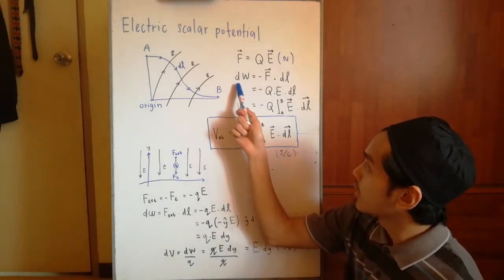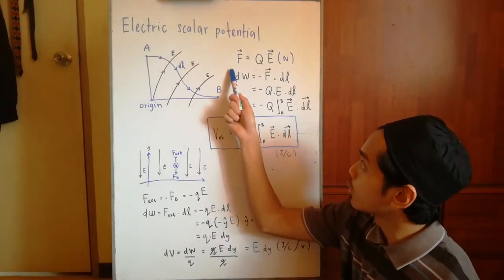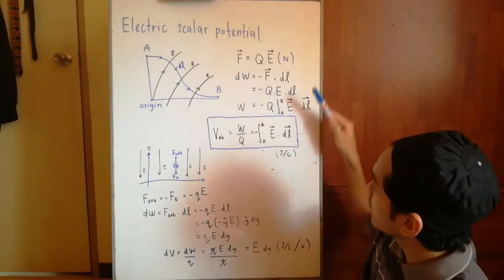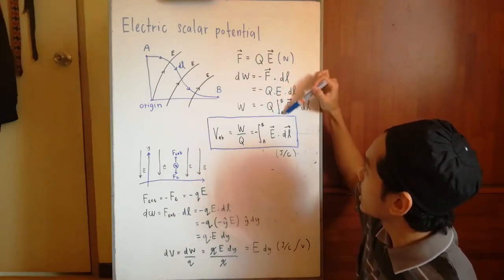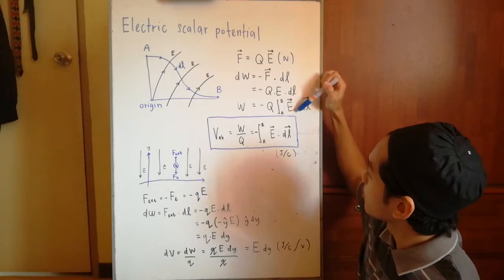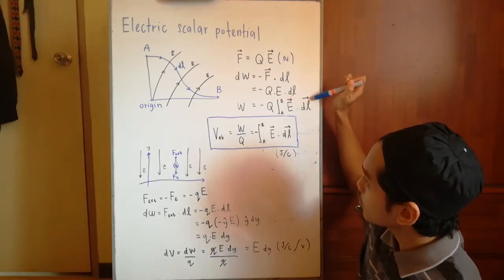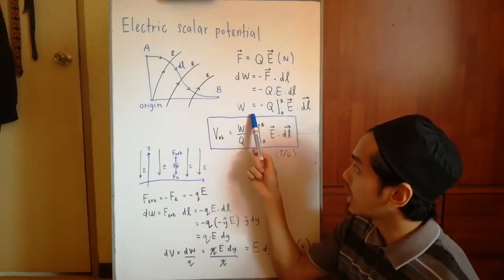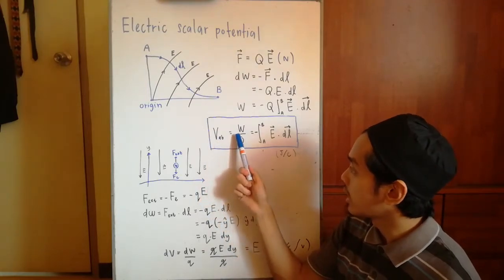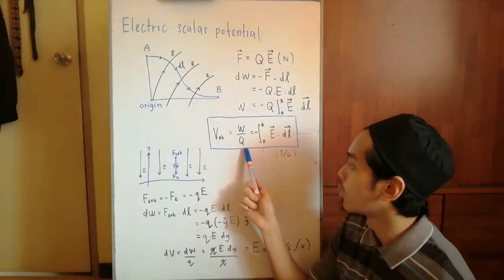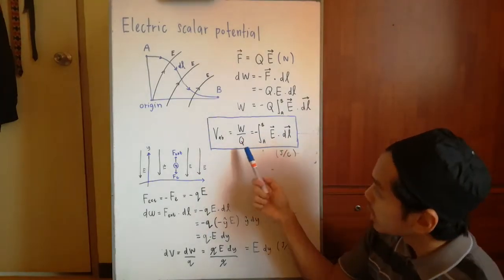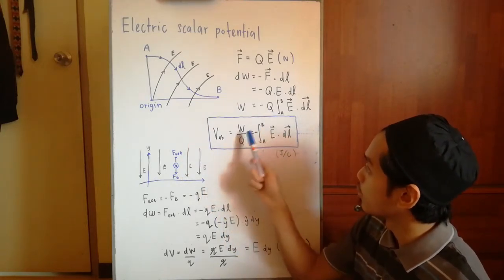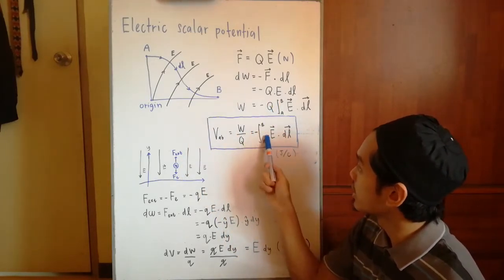To convert differential work to work, we need to integrate both sides. When we integrate here, we get negative Q integrate AB of the electrical field dot dl. With this equation, we can find V by dividing by Q. So the equation will be like this, divide by Q. We cut this, and we get this.